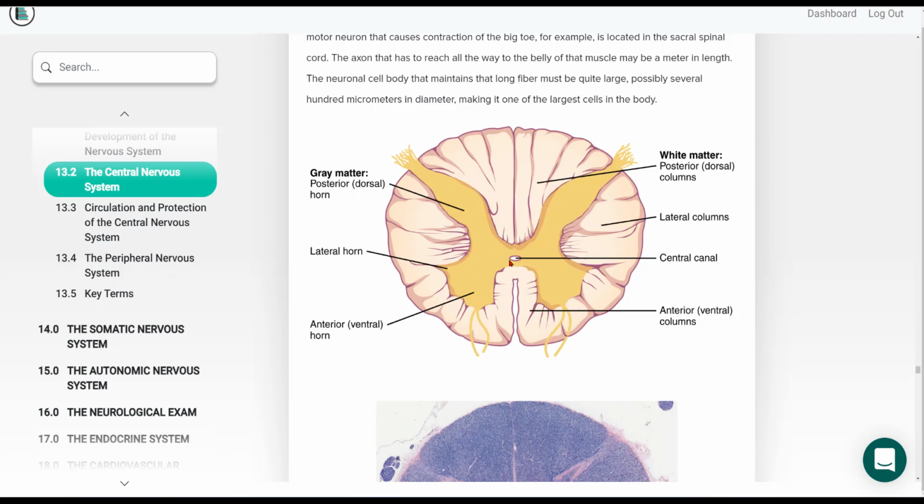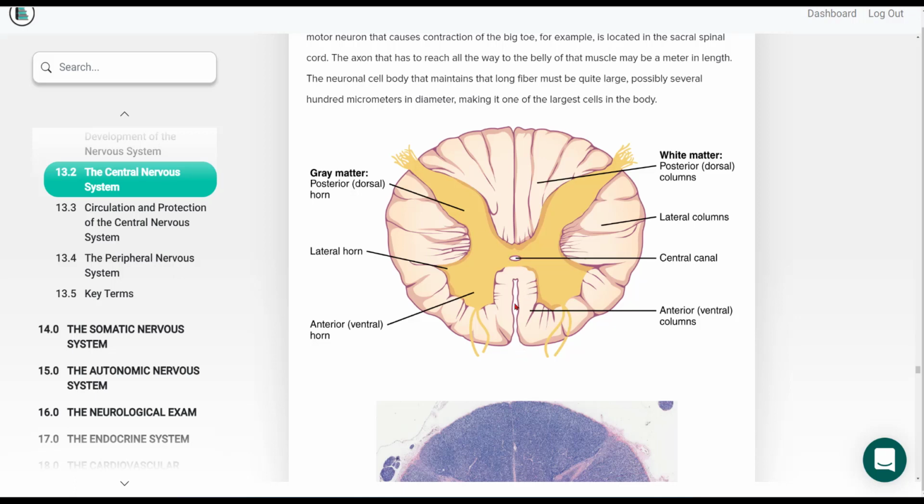Okay. In the very center is a strip of land here. It's not labeled on this image, but it's coming up, called the gray commissure. So the gray commissure is connecting the two butterfly wings together, and in the very center of the gray commissure is a hole called the central canal. It's traveling up and down the entire length of the spinal cord and is filled, like ventricles, with cerebrospinal fluid.